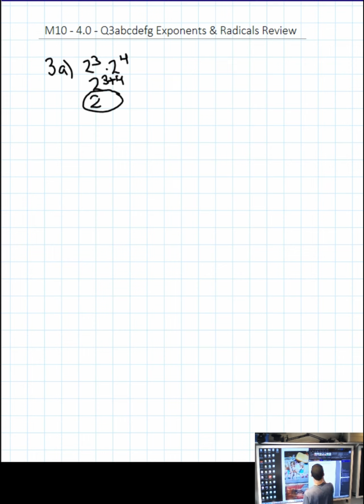2 to the 7. So we can obviously check our answer. On our calculator, we can type in the question, 2 cubed times 2 to the 4, which equals 128. And our answer, 2 to the exponent 7, is also equal to 128. So we know that we are correct.